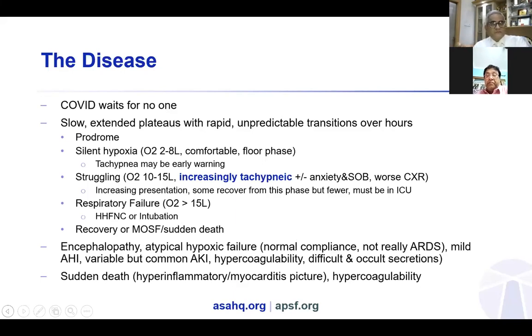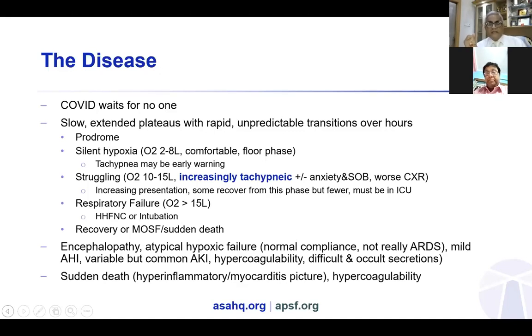And it does cause silent hypoxia, which at times gets manifested by tachypnea. There's struggling for oxygen. There could be respiratory failure, and there could be even catastrophe, including death. And as has been mentioned very rightly, there are neurological problems.